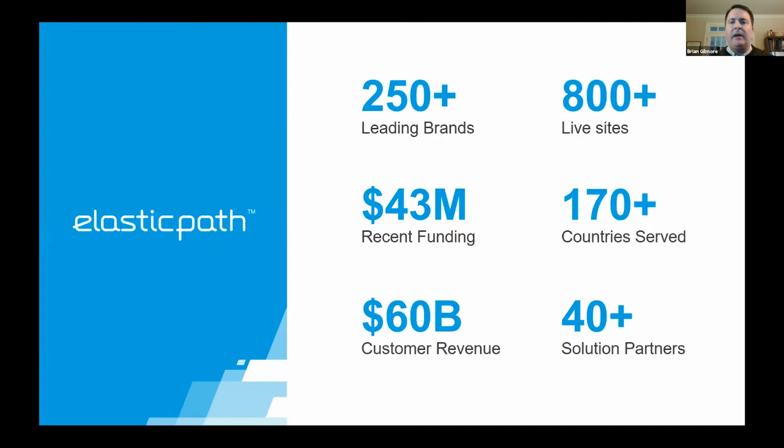So you might have heard about Elastic Path and know that it is an e-commerce software platform, but did you know that Elastic Path powers 250 leading brands and over 800 live sites across the world and in over 170 countries? Those are some pretty big numbers.